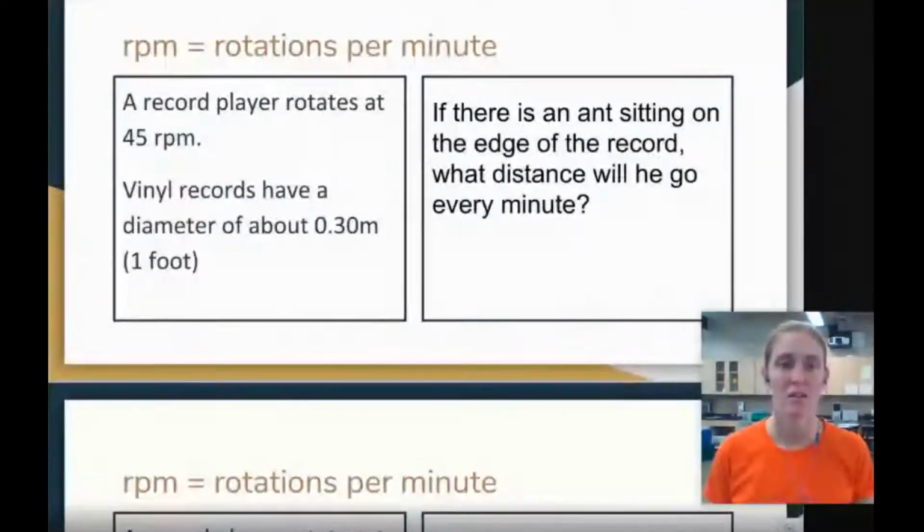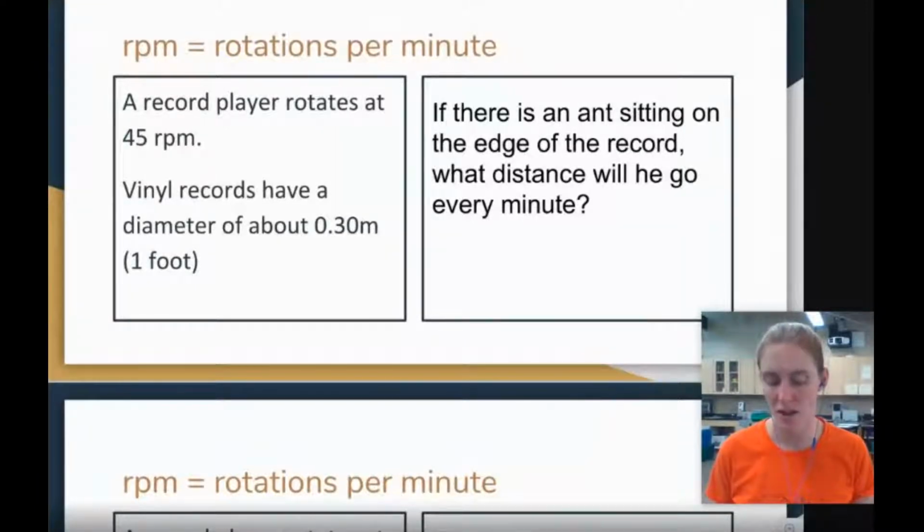All right, so let's do the next one. Now I want to talk about rotations per minute. So a record player rotates at 45 RPMs, or rotations per minute. Vinyl records have a diameter of about 0.30 meters, or 1 foot. We're going to stick to the meters because we're in physics. If there is an ant sitting on the edge of the record, what distance will he go every minute?